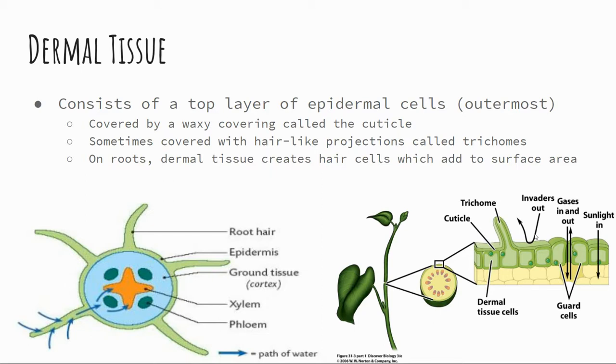On roots, dermal tissues create hair cells which add to surface area, which is going to allow them to absorb water and nutrients more efficiently by increasing their surface area.